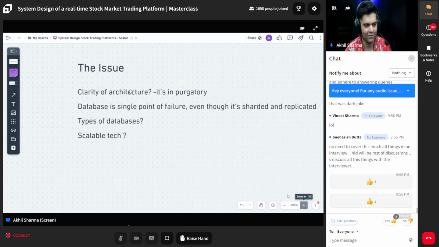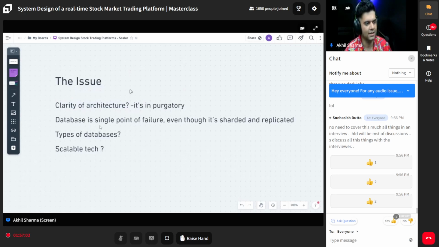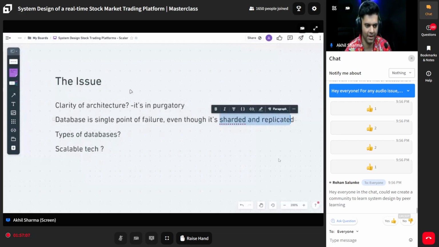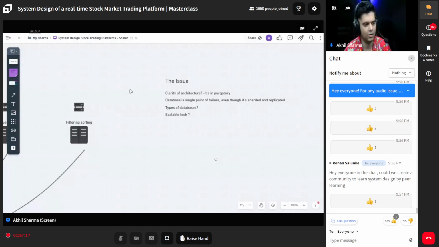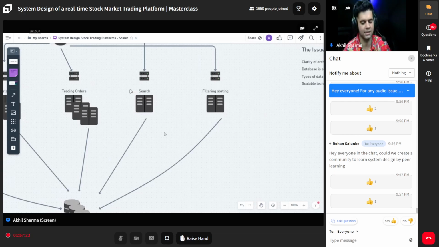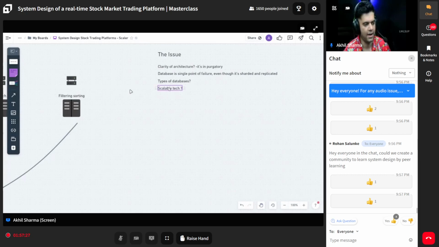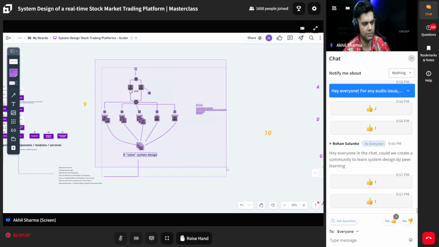But why am I saying that? The issue here is that there is no clarity of architecture, okay? The database is a single point of failure. Even though we have sharded and replicated the database, all the services are still calling the same databases. All the data is still congested in just one place. And there is no separation of types of databases, because I might want to use a different database for search. I want to use Elasticsearch for search. I want to use something else for filtering and sorting, something else for trading orders, and I want to use different types of scalable technologies like streams and queues and all of that stuff. So all of that has not been considered. That's why somebody who has more than one year of experience will fail with this system design.